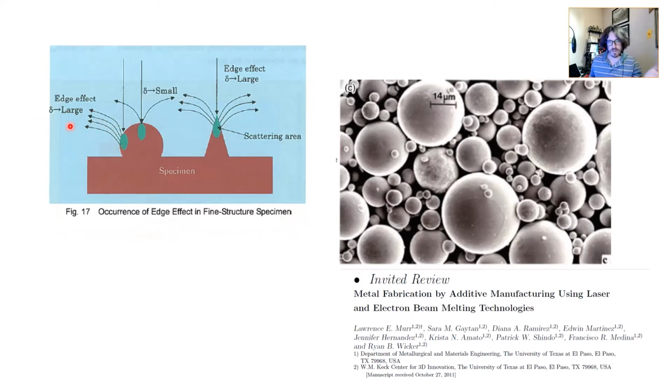I'm kind of giving away a punchline here. If you have a sharp object, it'll look brighter. It's not quite glowing, but it'll be brighter than the surrounding area. And that's because you're getting a higher secondary electron yield.